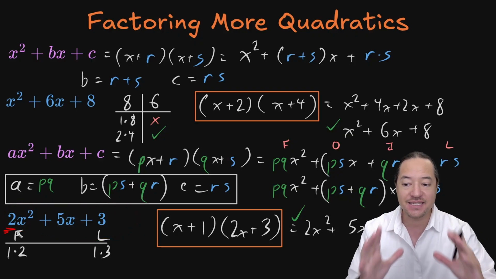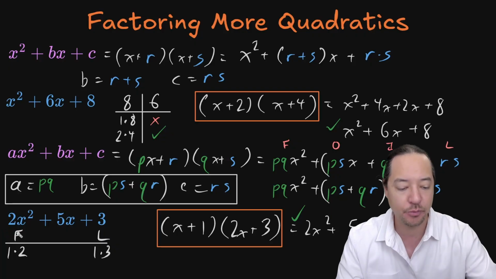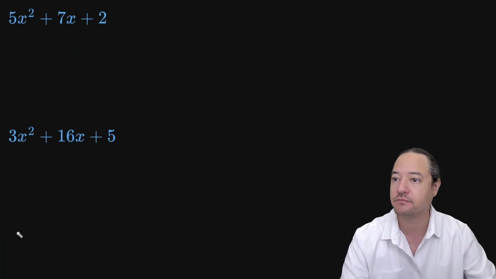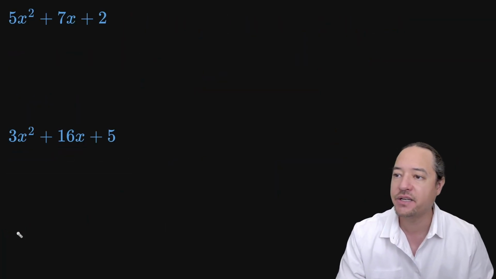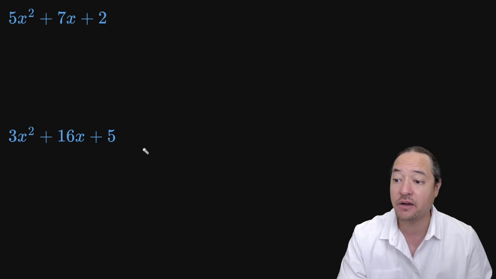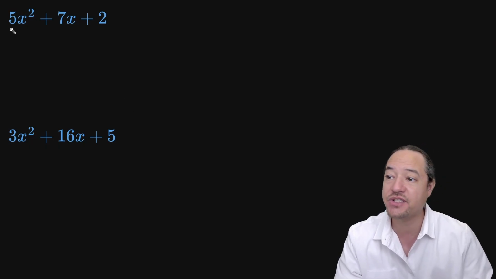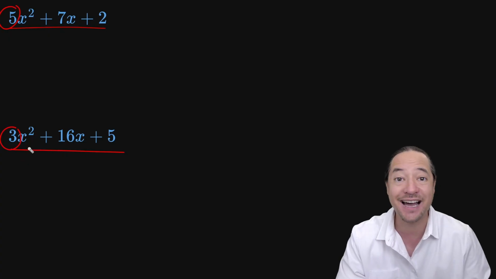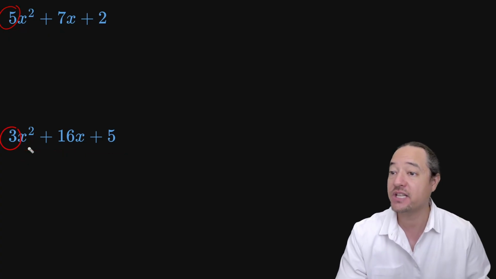So this method appears to work. Let's develop it a little bit further. What I've got here is another two examples where we're factoring some general quadratic expression where this initial term is not 1, okay? So let's try it out.